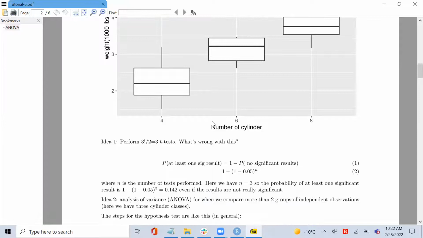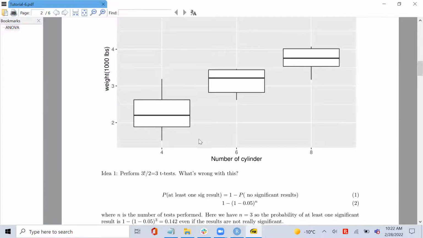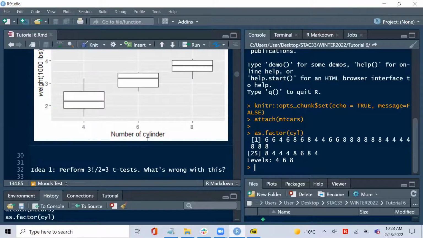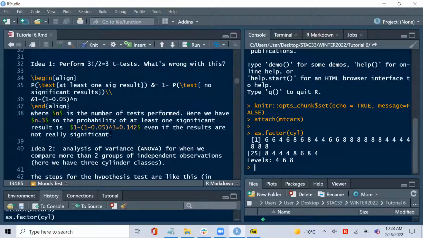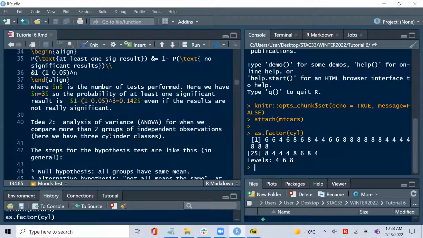And you can imagine that if you have more than 3 groups, this really drives up the odds of seeing significant results. And in nature, you might have more than 3 levels in your variable, basically, right? So we can't do this. This is why we have the idea of Anova, right? Because it allows us to compare more than 2 groups without needing to perform too many different tests.